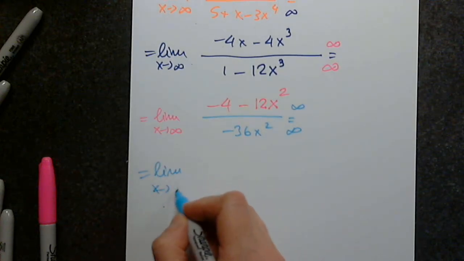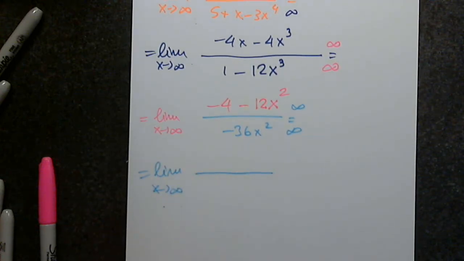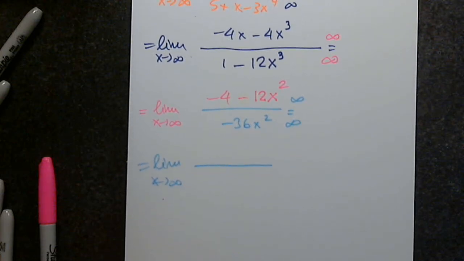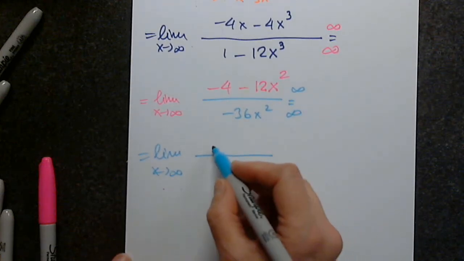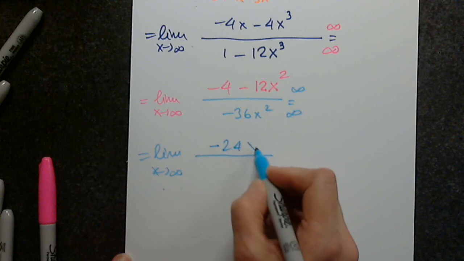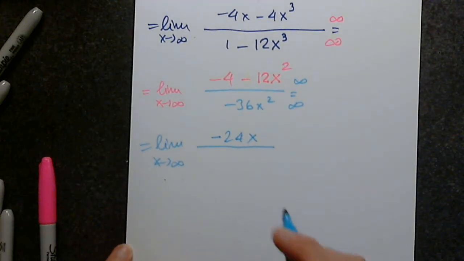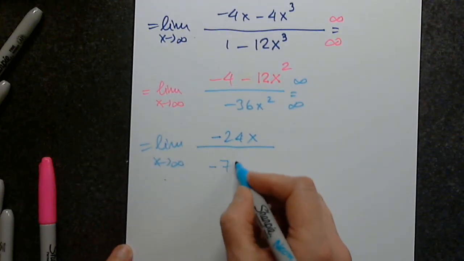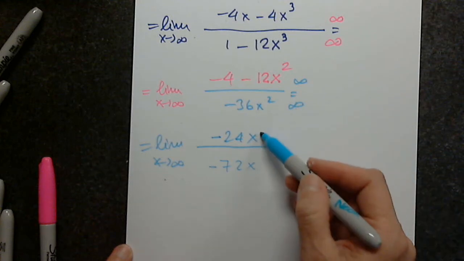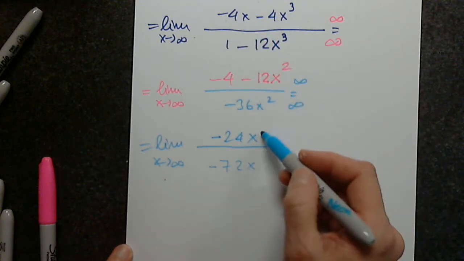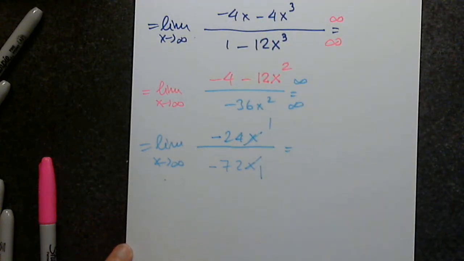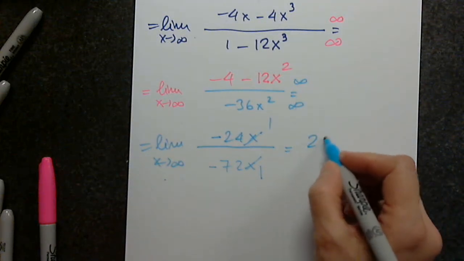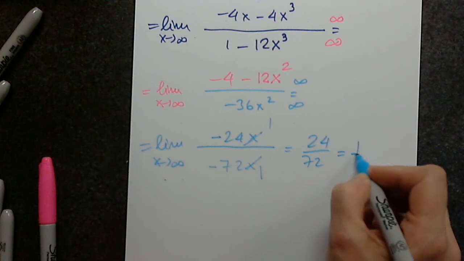Limit as x approaches infinity. The numerator prime? -24. The denominator prime. Now I'm allowed to simplify. I could not before, they were not factors. I can simplify x with x. And the final form is 24 over 72, which is 1/3.